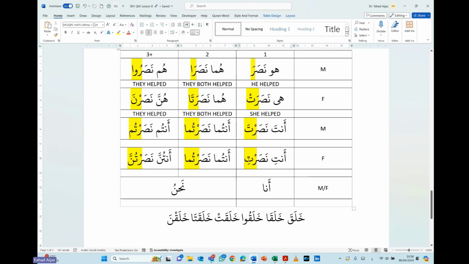Dhamma. Dhamma is remaining, right? So what Ana says is, hey, you have taken the sukoon, the fatha, and the kasra, so I'm going to take the dhamma. So this becomes nasartu. Ana nasartu. That is how I remember it when I learned it for the first time.